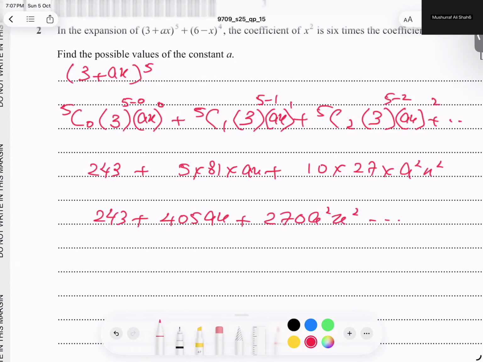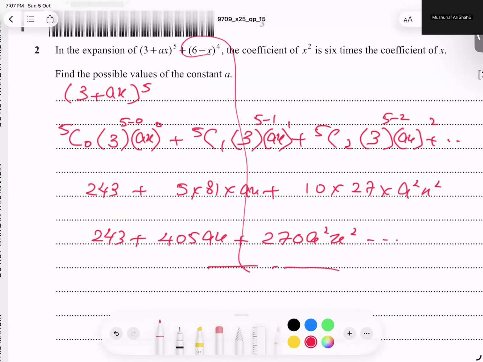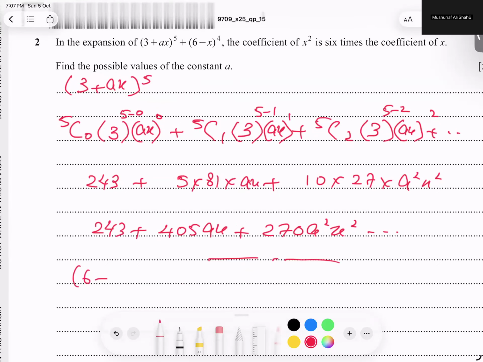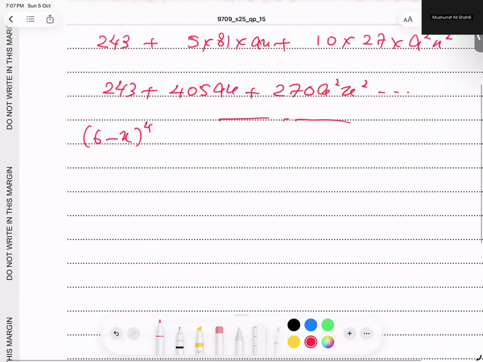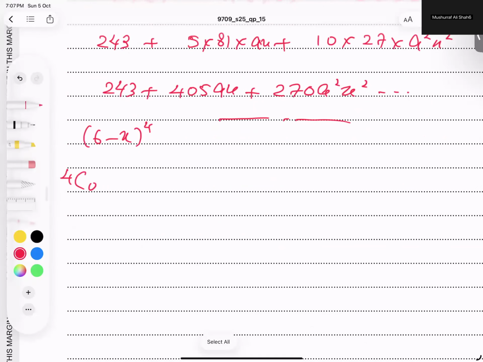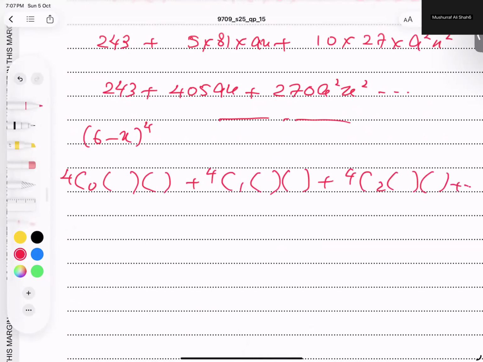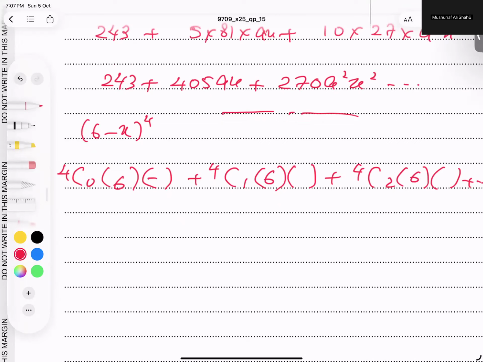I'm leaving it here. Now, same planning, I will go for the second part: (6 minus x) to the power 4. Same story: 4C0, 2 brackets, 4C1, 2 brackets, 4C2, 2 brackets. First, this 6 will come in each first bracket. So 6, 6, 6. And minus x will come in the second bracket. Don't miss the negative sign, please. And the difference of 4 and 0 is coming on the top, 4 minus 0, and 0 comes here. So this part is very clear to you. After this, what is next?